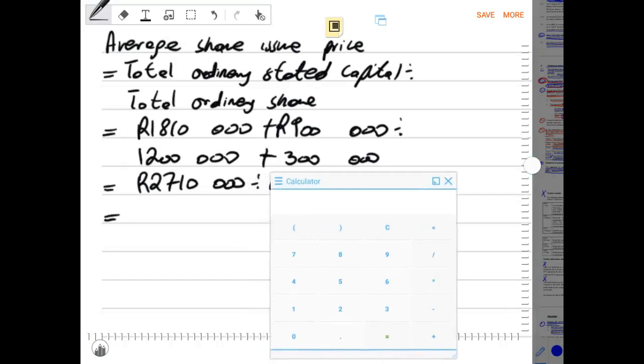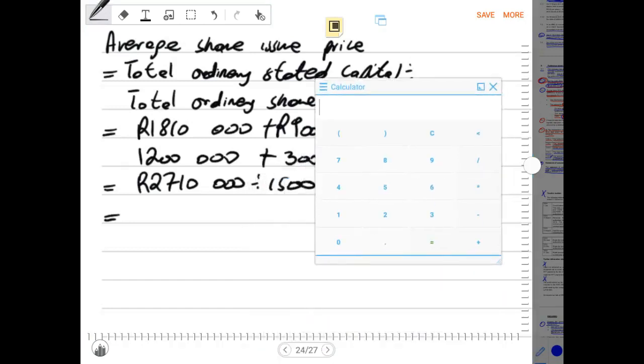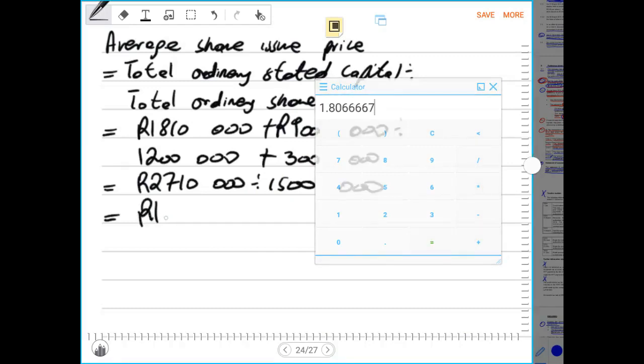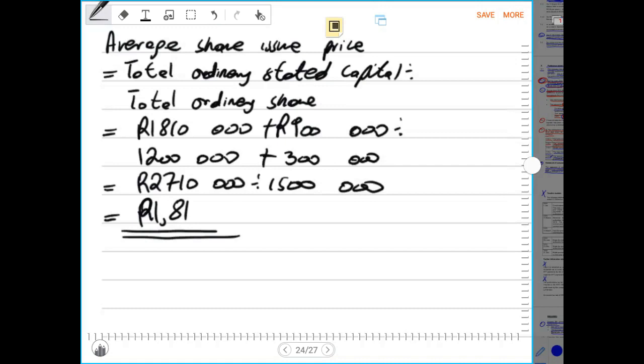Then after, we say the total capital, as I said, 2,710,000 divided by 1,500,000. This will give us 1 rand 81 cents. That will be 1 rand 81 cents per share. This is the average issue price per share.